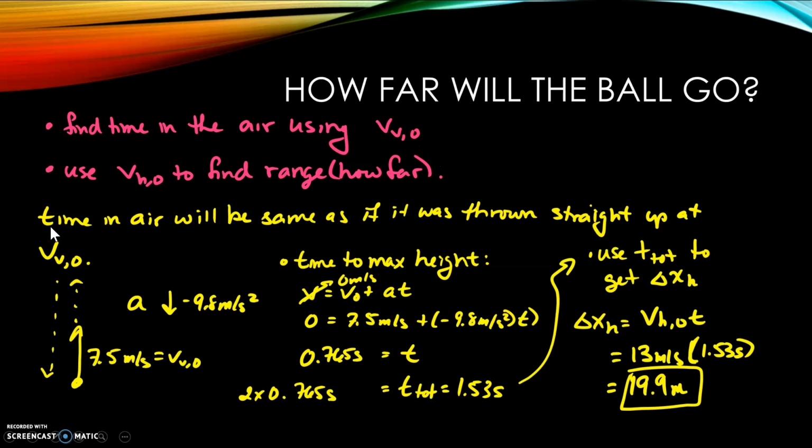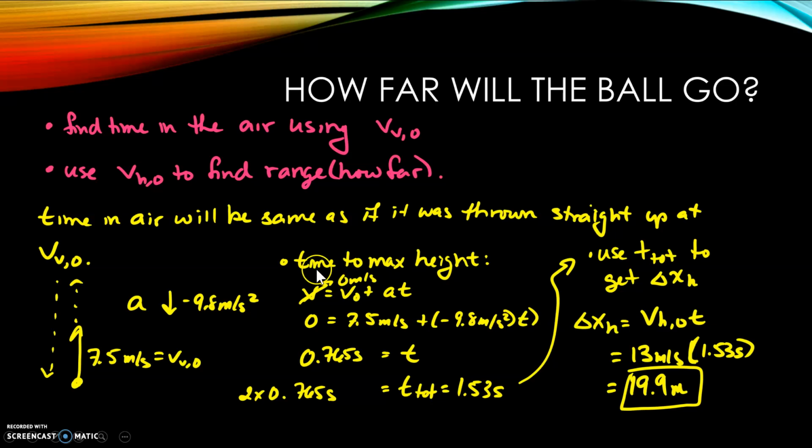And we can say that the total time it's going to be in the air for would be the same as the total time as if you threw it straight up in the air. So again, we've done this problem already. You just, instead of using the whole velocity, you just use this vertical component, and you say, okay, I'm going to throw it up, it's going to come back down. I'm going to have my acceleration of negative 9.8 meters per second squared.